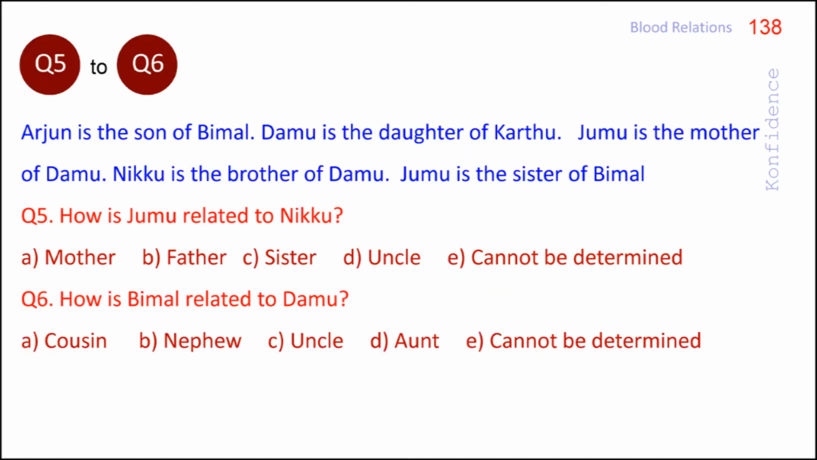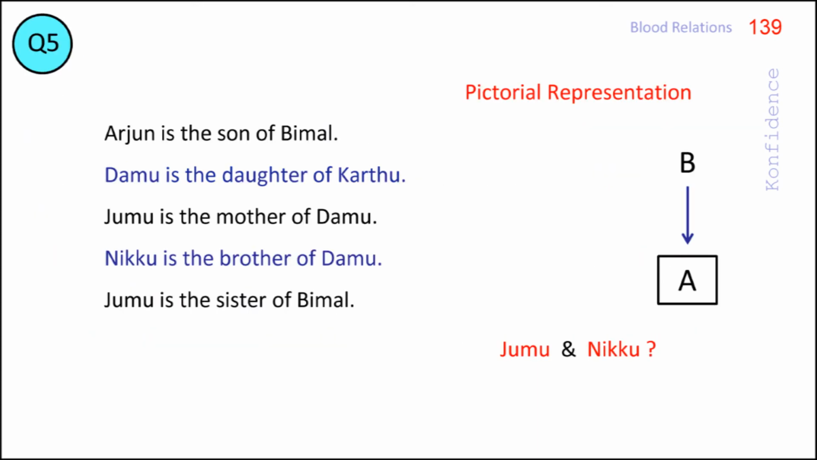Both the questions Q5 and Q6 are based on a common data. Let us try to arrange the given information in a diagram so as to have a better picture. Arjun is the son of Bimal. From this statement, we can say for sure that Arjun is a male.